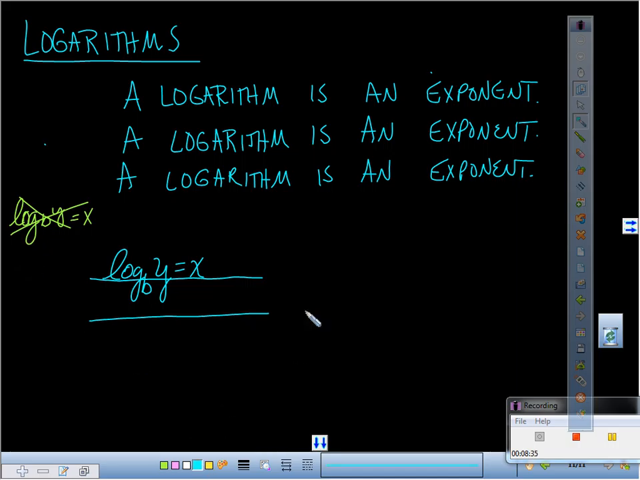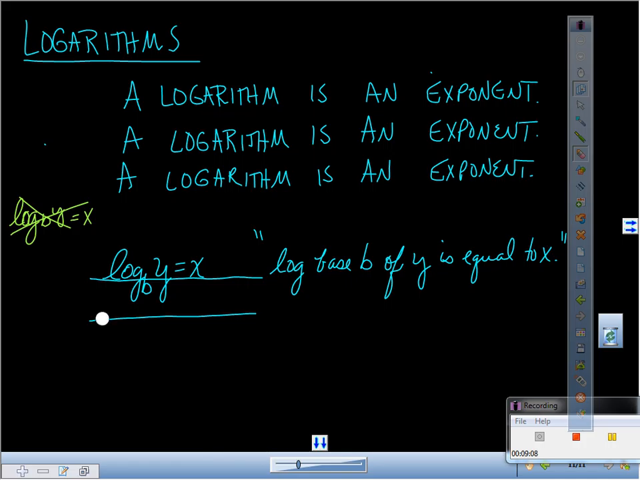All right, so let me write out exactly the way this is read. In quotation marks, this is log base b of y is equal to x. All right? So don't say log b y is equal to x. It's not log b y. It's log base b of y is equal to x. All right, so everybody understand? Okay, now what's a logarithm?